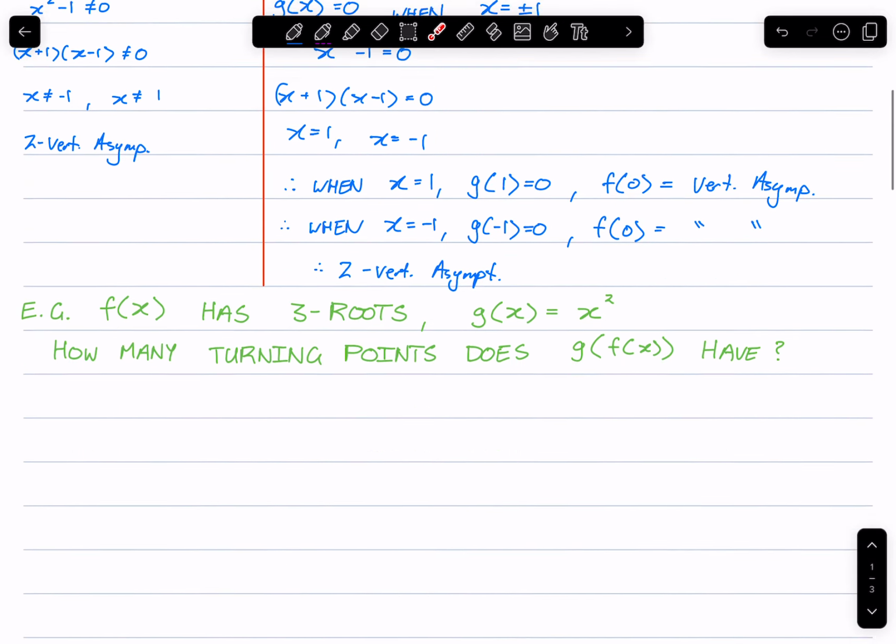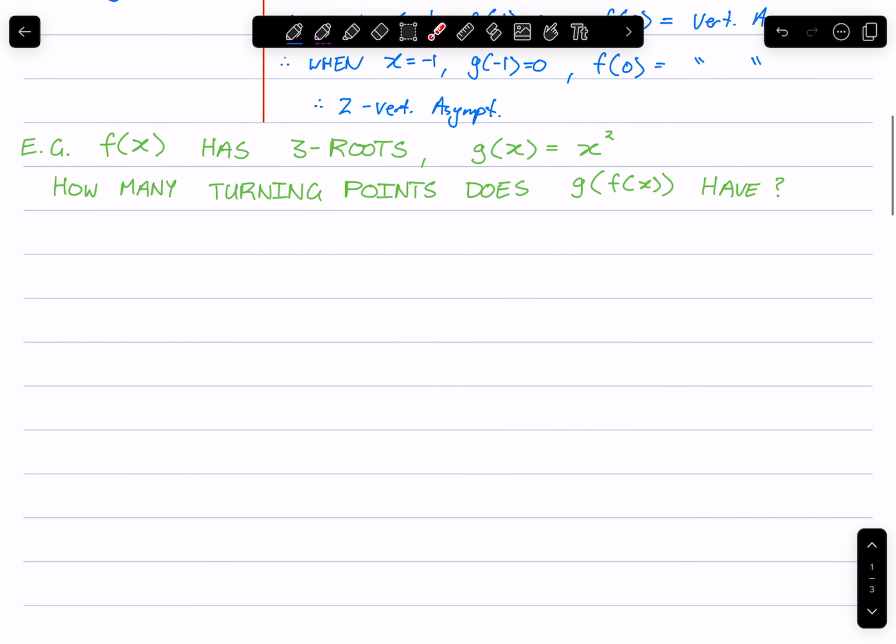Now let's compare this to the next example. You can pause at any time and give this a go yourself. So we have f of x has 3 roots, meaning it has 3 x intercepts, and g of x equals x squared. How many turning points does g of f of x have? Now notice with this one, we don't know anything about the function of f of x in terms of its equation, but we do know it has 3 roots. So how many turning points does g of f of x have?